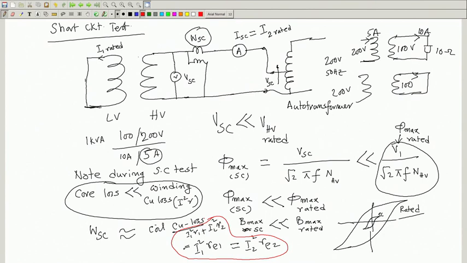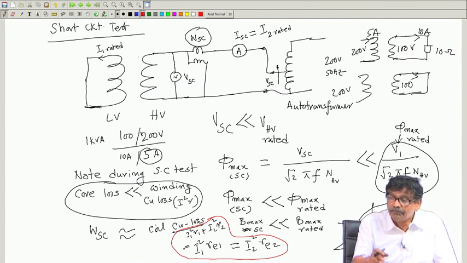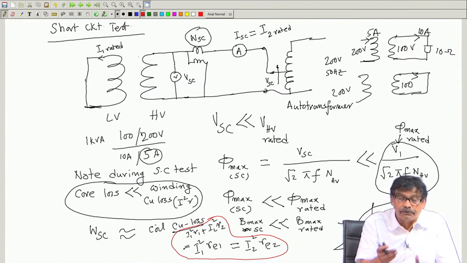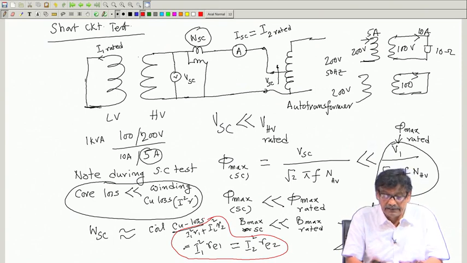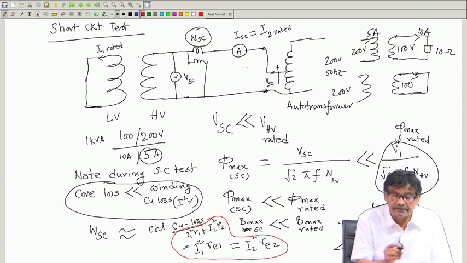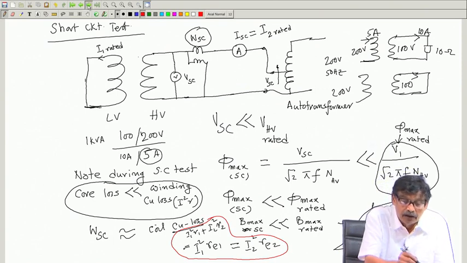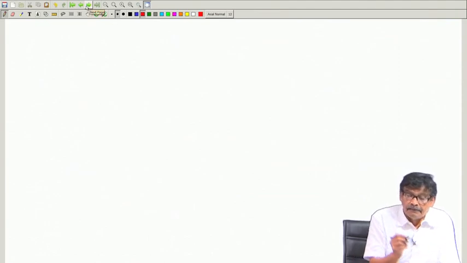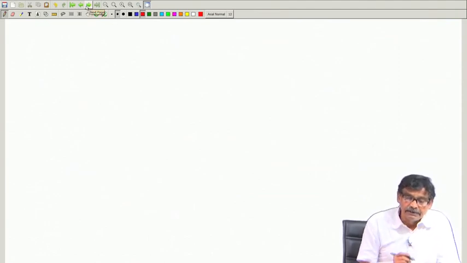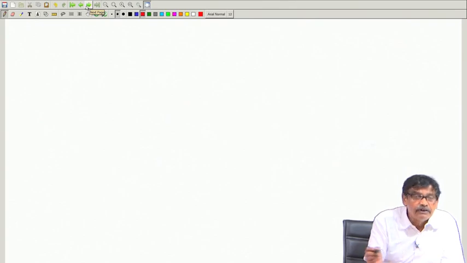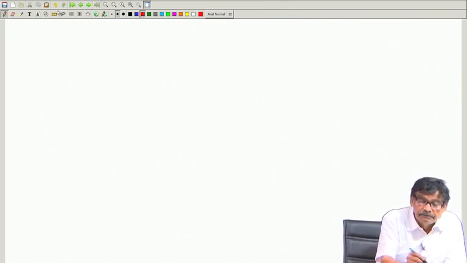So this is the situation. Now I will go to the equivalent circuit, then what do I get? So this is the thing, I will note these things. Okay. Now the equivalent circuit referred to the high voltage side will be, because I have energized it from the high voltage side.